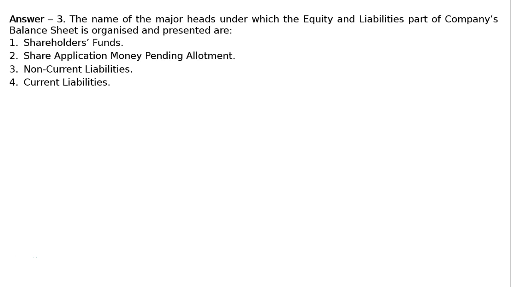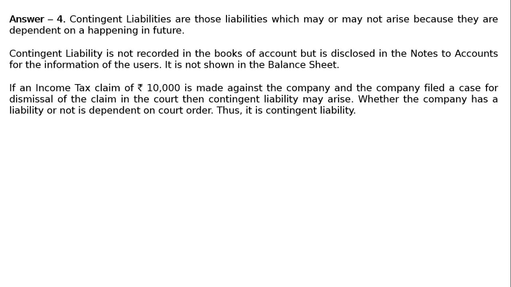Then fourth question is, what is a contingent liability? Where is it shown in the balance sheet? Give an example of contingent liabilities. What is contingent liabilities? Where is it shown in the balance sheet? Give an example of it. Answer 4. Contingent liabilities are those liabilities which may or may not arise because they are dependent on a happening in future. This is contingent liability.